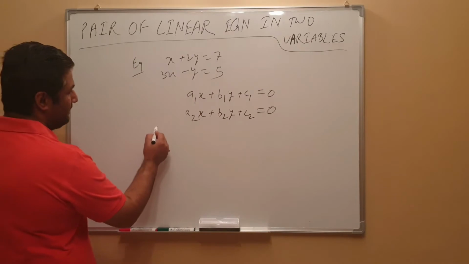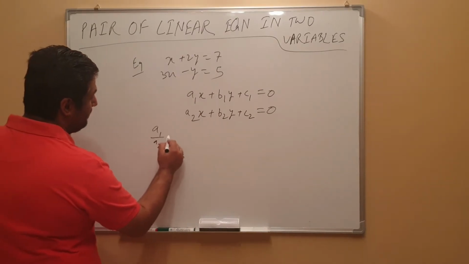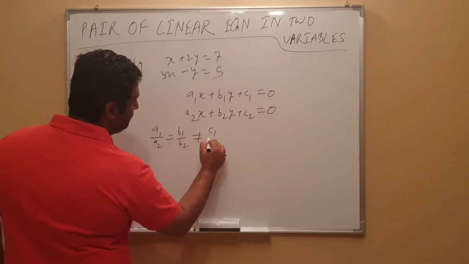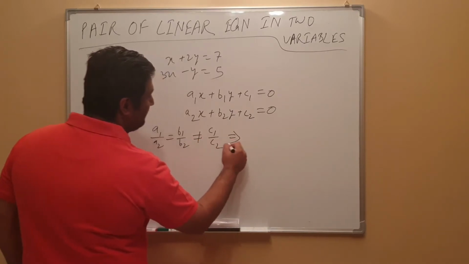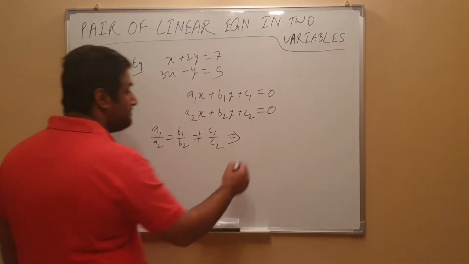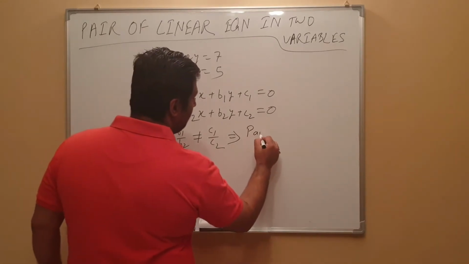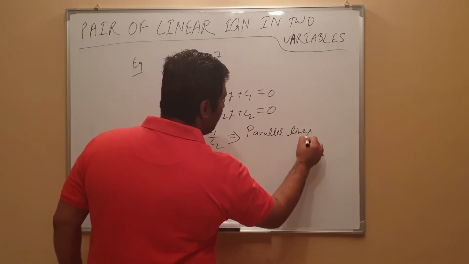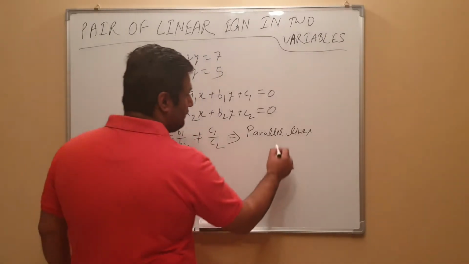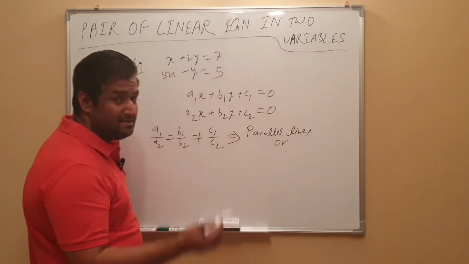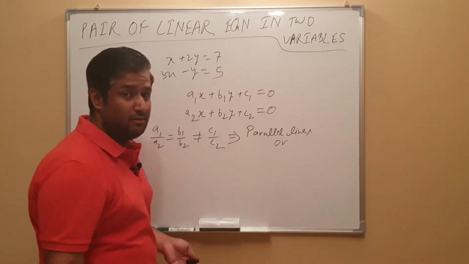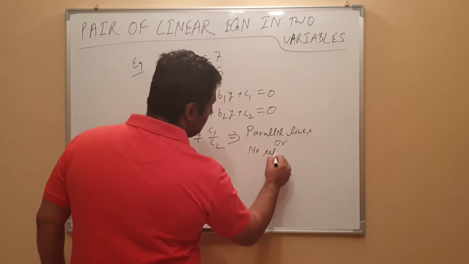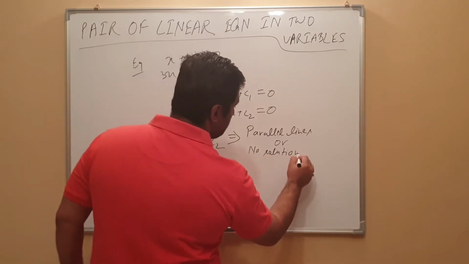And if we have something like this, a1 by a2 is equal to b1 by b2 but not equal to c1 by c2, then in this case graphically you will have parallel lines. Algebraically you can say, since the lines are parallel, they are not going to meet, so you can simply say no solution, right?